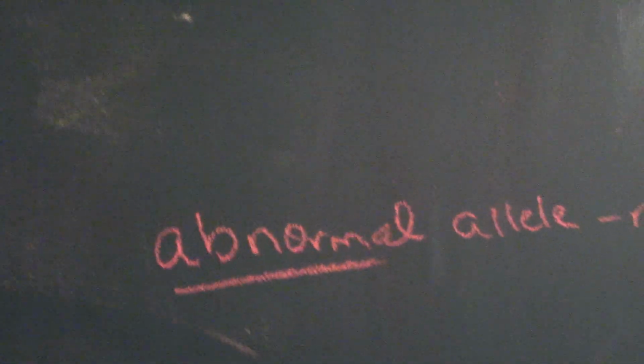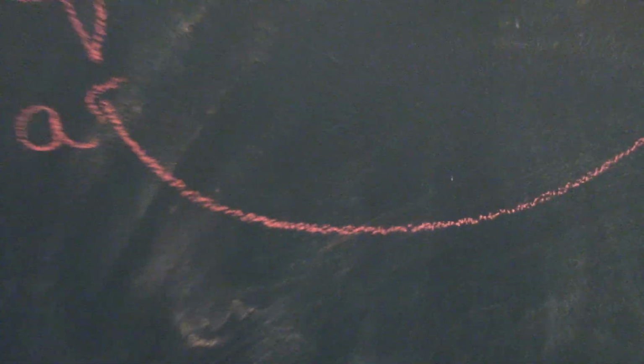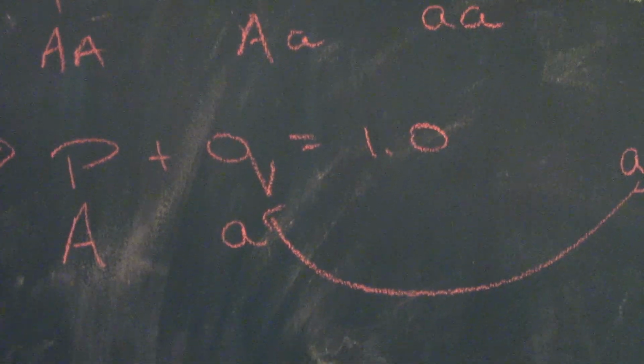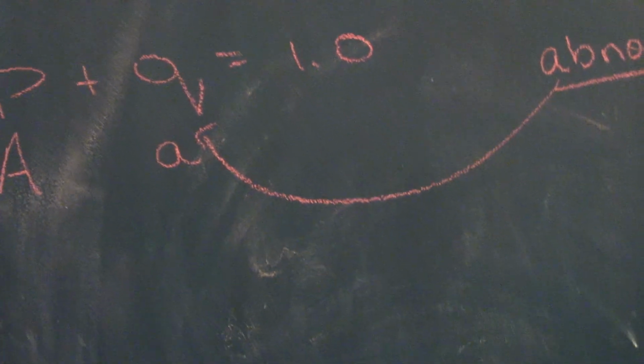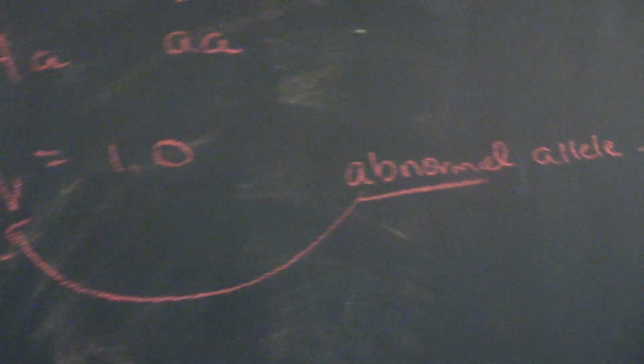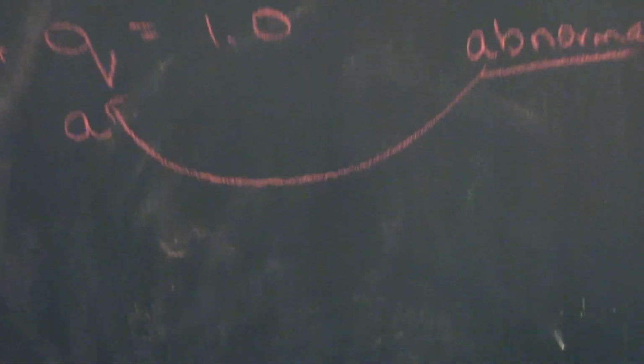Anytime you see abnormal allele, it's generally going to be a recessive allele. So when it says the frequency of an abnormal allele or something like that in a question, most of the time it's giving you q, and you can use that information to solve for other parts of the Hardy-Weinberg equilibrium pieces. Okay. Some other things that you're going to see, you'll be given phenotypes.